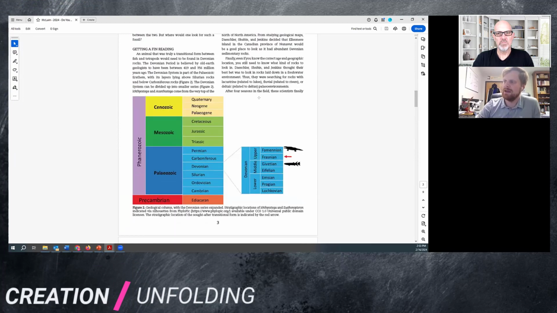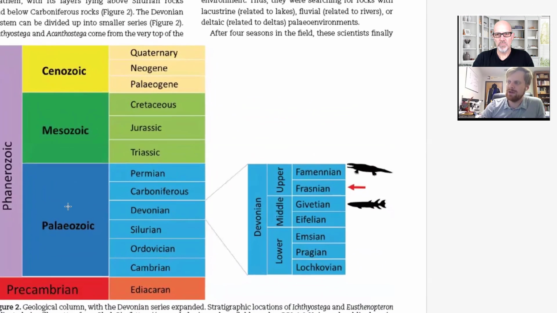Right here. Okay, so here's the Devonian. So that's part of the Paleozoic rock record, kind of right in the middle of the Paleozoic. And when you break up the Devonian into even smaller divisions, Eusthenopteron, that kind of fish, was known from the Givetian. Our four-legged animals, our first ones, are in the Famennian, things like Ichthyostega and Acanthostega.